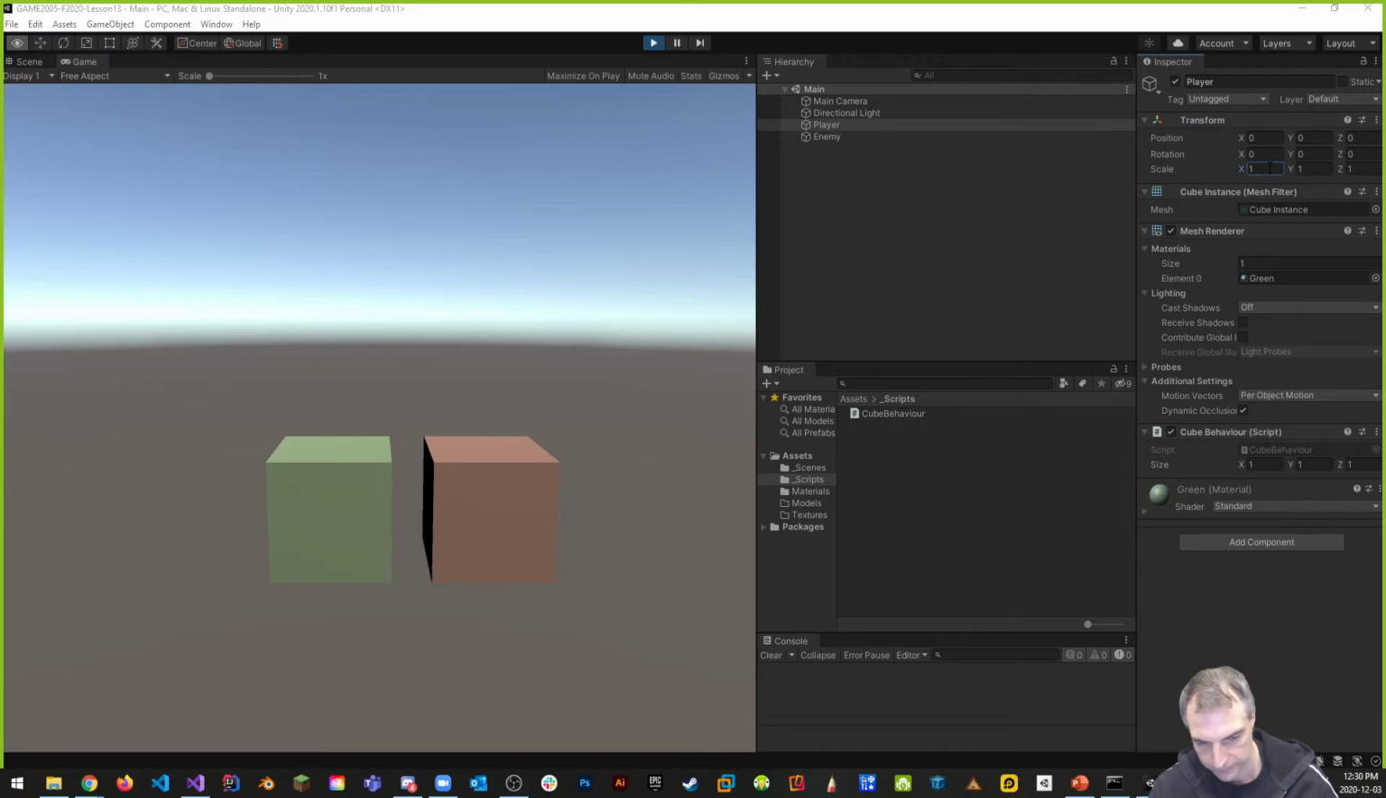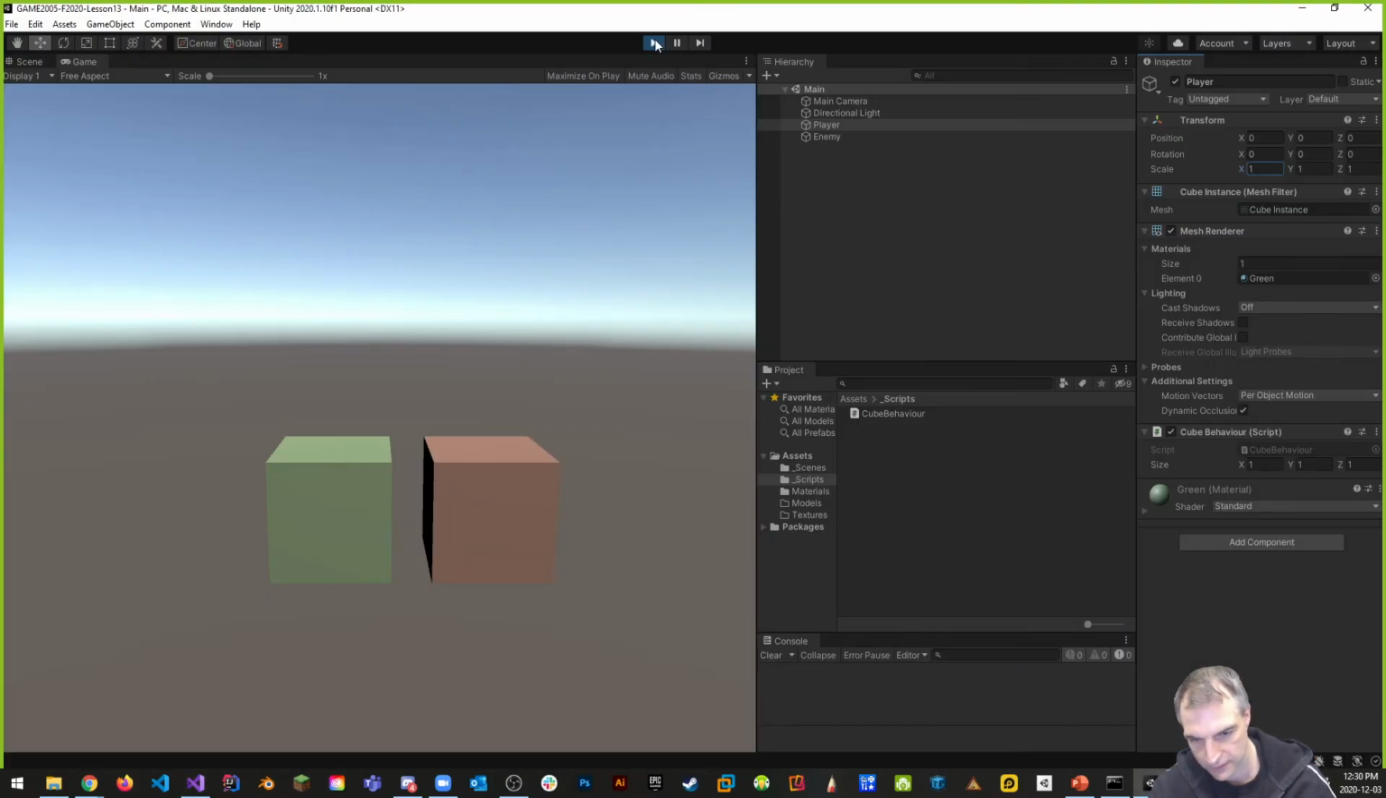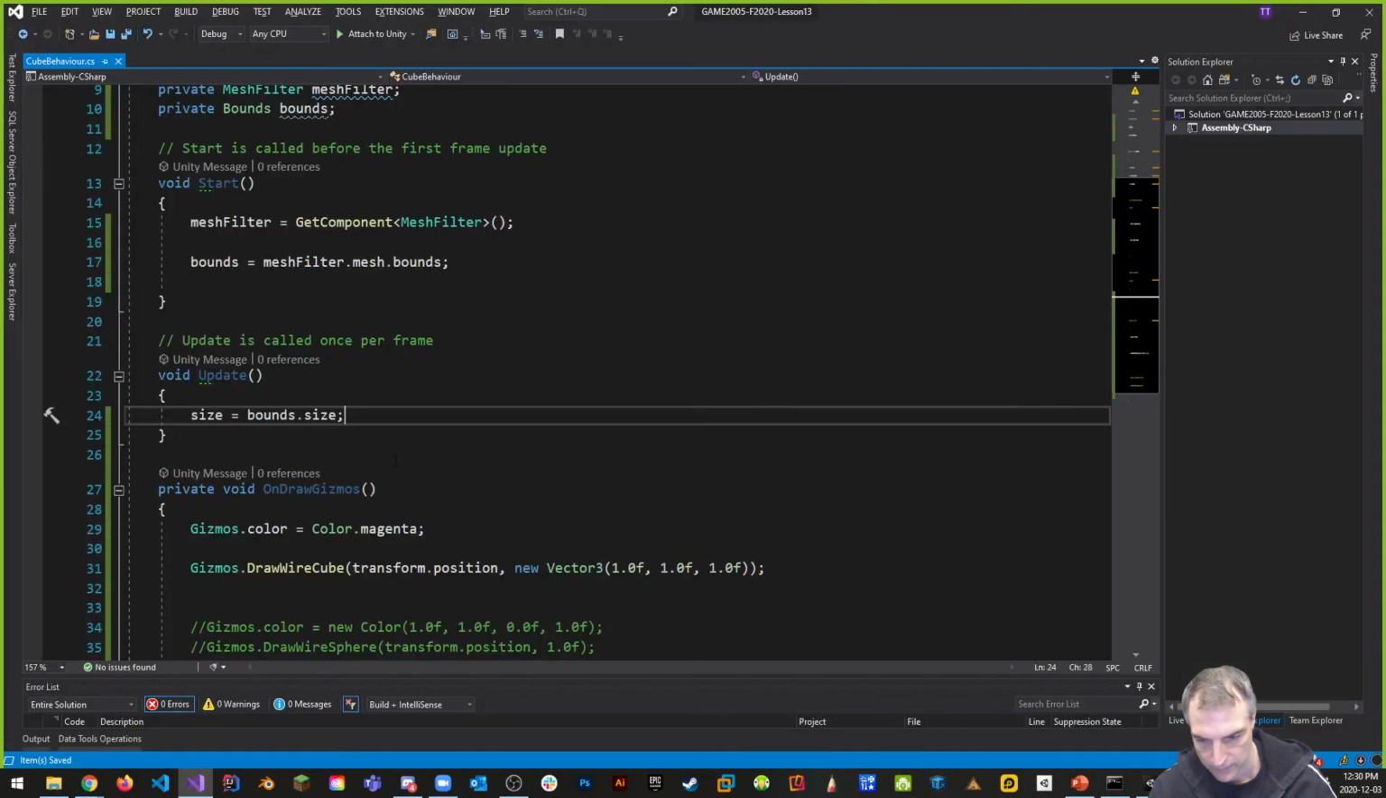Doesn't really do anything. Even though every frame we're getting that, we're checking the size. Because it's not going to change. Size for the mesh is going to always be the same. The bounds for the mesh, well, that's different, right? Let's see if the bounds change. Or what about the max and the min?